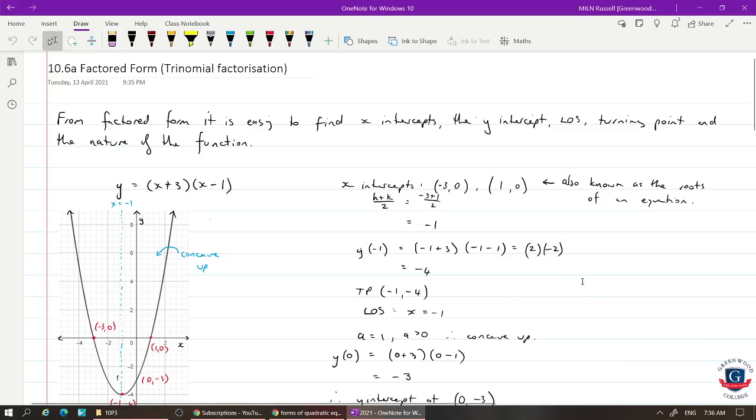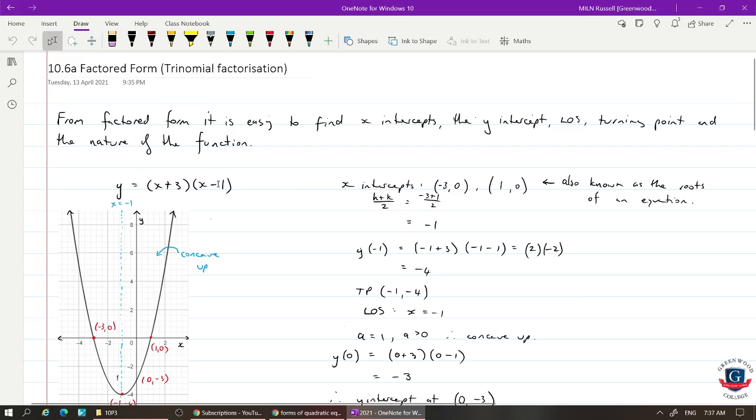So the next form we're going to look at is factored form, specifically trinomial factorization. From factored form, it's easy to find the x-intercepts, the y-intercept, the line of symmetry, the turning point, and the nature of the function. We'll start with finding the x-intercepts because in the other forms it can be more difficult to find these. You can't really just do it by inspection like you can with factored form.